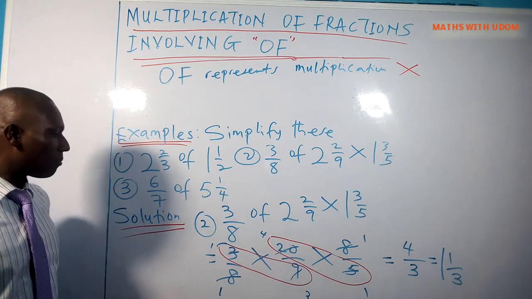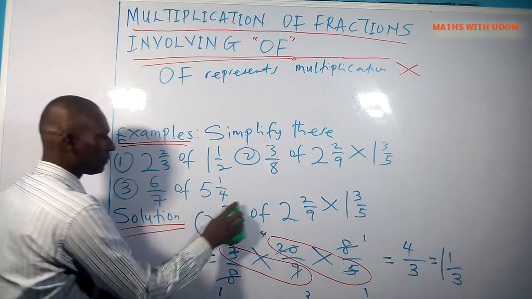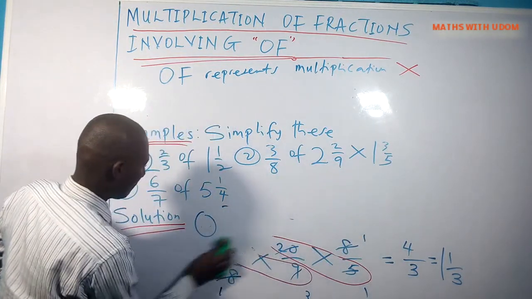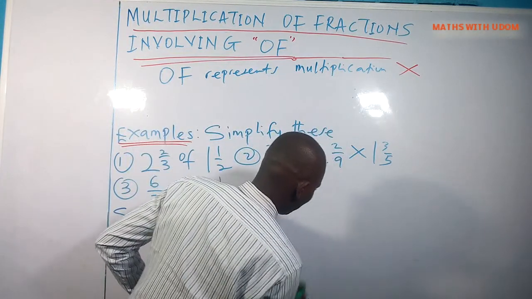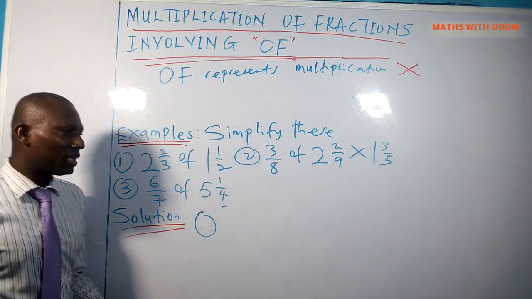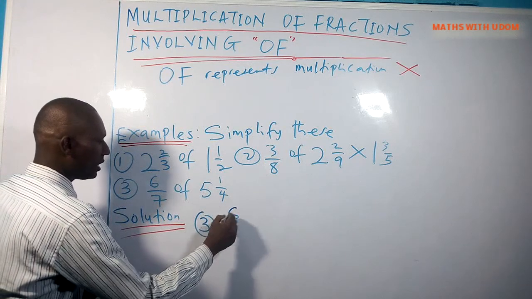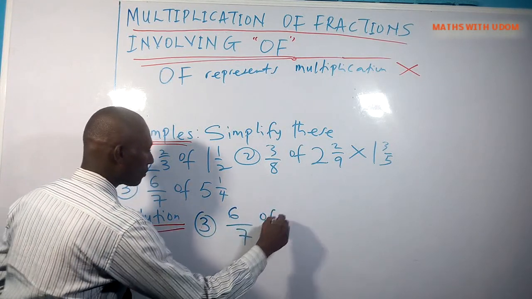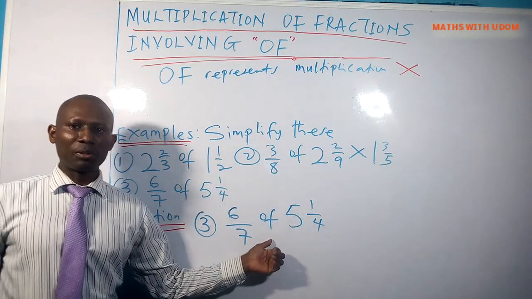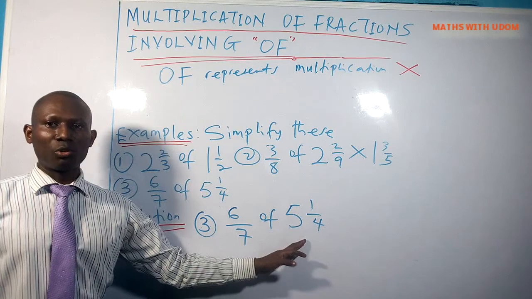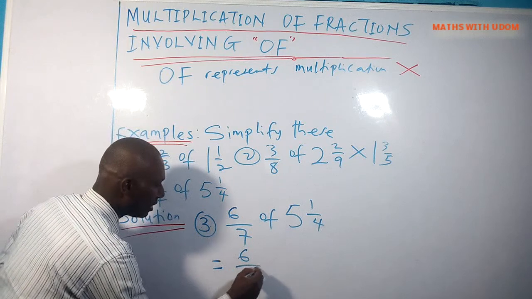So let's move to number 3 solution. Solution for example 3. Now for example 3, what do we have there? We have 6 divided by 7 of 5 whole number 1/4. So let's change the off to multiplication sign and the mixed fraction into what? An improper fraction. And this will give us 6 divided by 7.